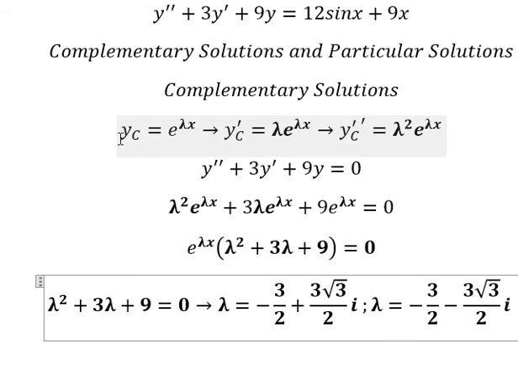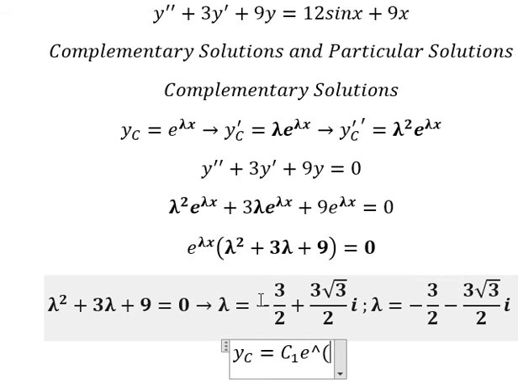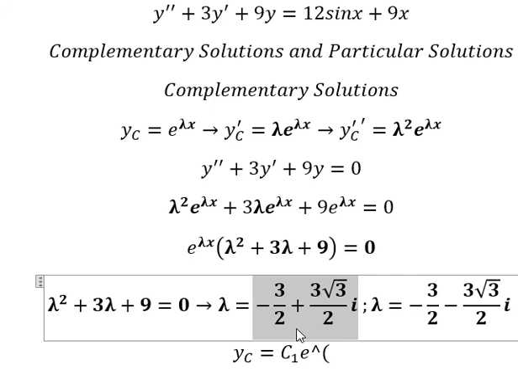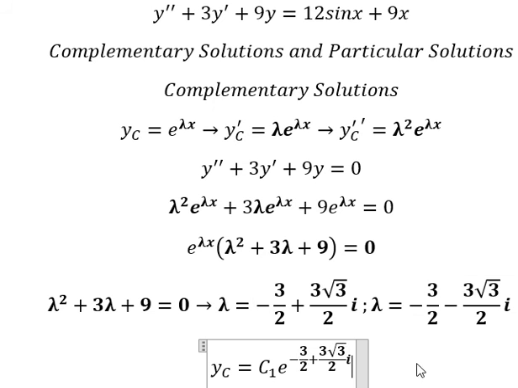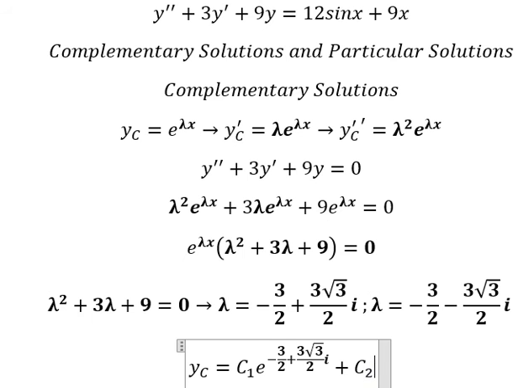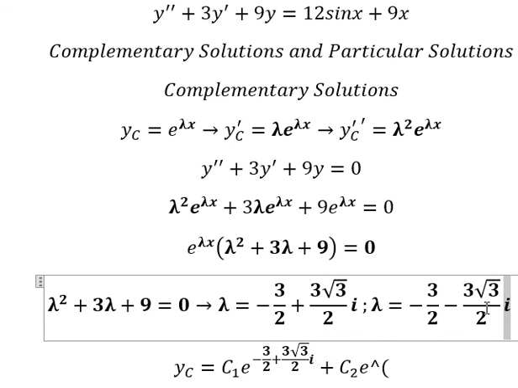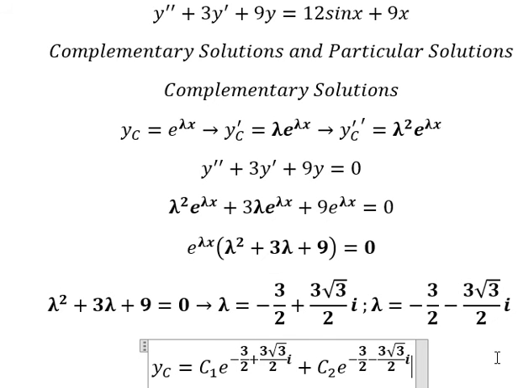And now we have yc equals c1, that's constant number 1, multiplied by e to the power of this one. We put in here, and we have c2 multiplied by e to the power of this one. And we just finished the complementary solutions.